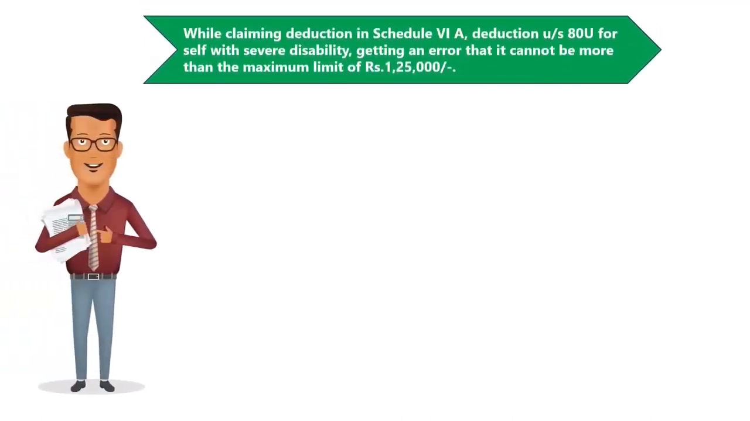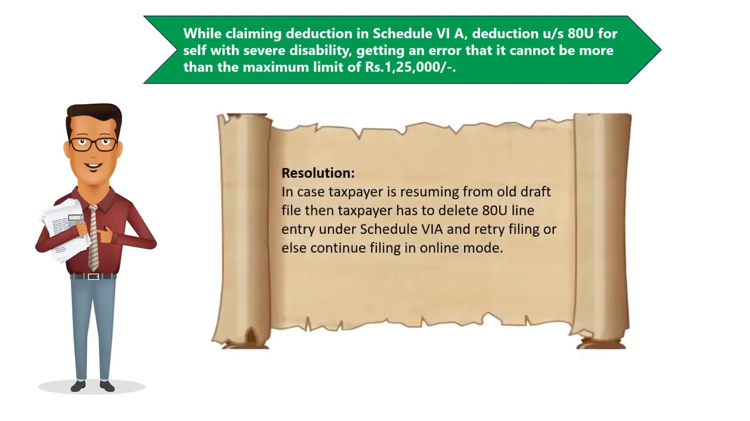While claiming deduction under schedule 6A, deduction under section 80U for self with severe disability, if you are getting an error that it cannot exceed the maximum limit of rupees 1,25,000, you're advised that if you're resuming from the old draft file, then kindly delete 80U entry under schedule 6A, then retry filing or else continue filing in the online mode.